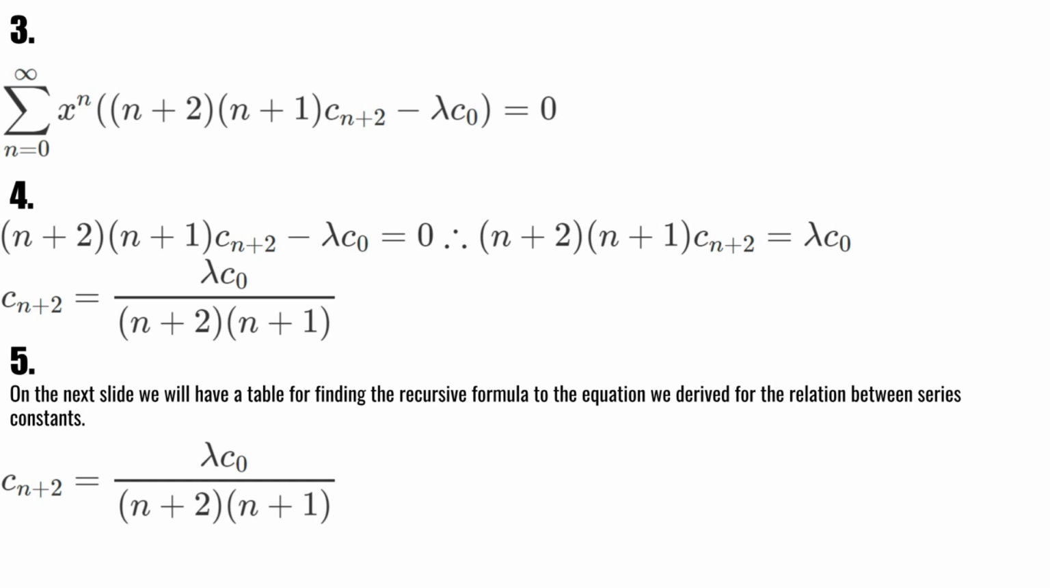And if you think about it, if this whole thing needs to equal 0, right, and you have negative the eigenvector of c sub 0, then n plus 2 times n plus 1 times c sub n plus 2 must equal the eigenvector times c sub 0. Because if one is being subtracted from the other, they have to be equal, right? Okay, so the next thing we're going to do, we're just going to use some basic algebra. We're going to get c sub n plus 2 by itself, okay? So we're going to get c sub n plus 2 equals the eigenvector times c sub 0 over n plus 2 times n plus 1, okay?